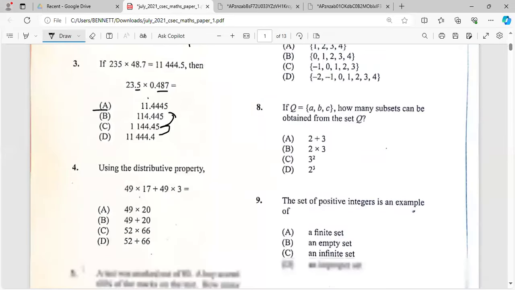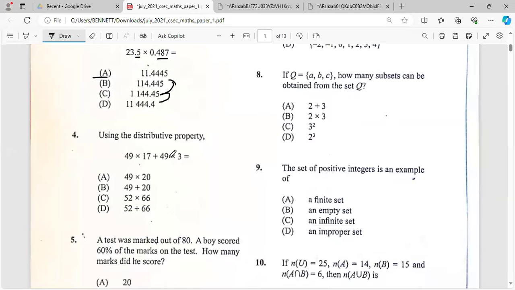All right, 4 says using the distributive property, 49 times 17 plus 49 times 3. 49 is common, so we take out that, right? And of course, we add the 17 and the 3 to give us 49 times 20. So number 4 would be A.